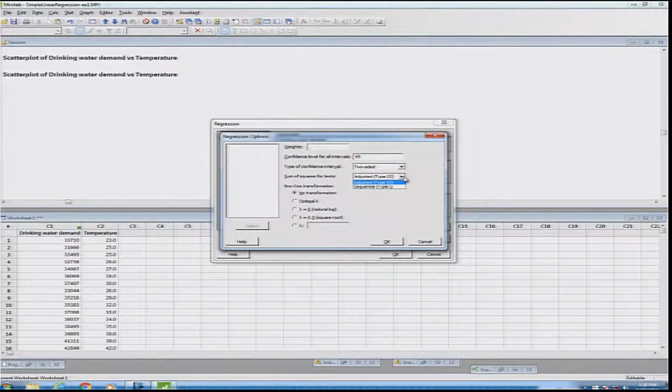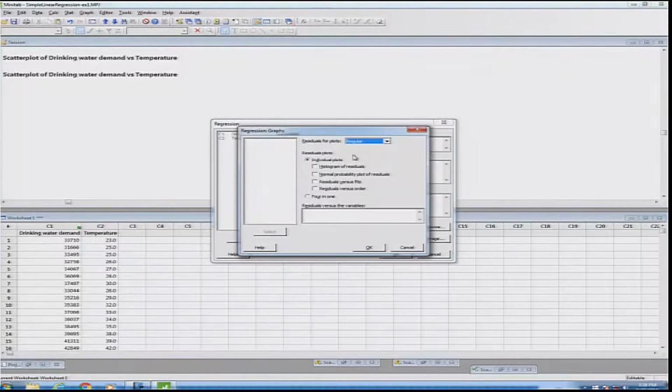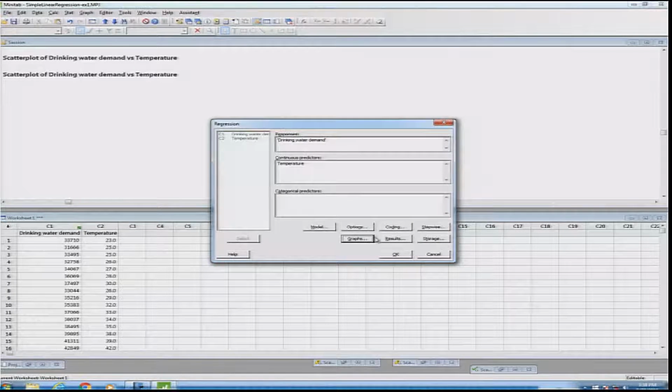Here you can see there are two types of sum of squares. One is adjusted type 3 and sequential type 1. At this moment, I can simply tell you that we are going for a simple sum of squares that we have studied in our lectures, and this is given by adjusted type 3 sum of squares. Okay. Now you can see here that there are different graphs which can be plotted simultaneously, but at this moment we have not done this part, so I am not doing it.